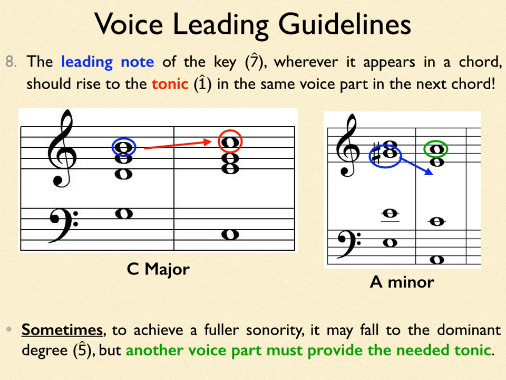So nearly all the time the leading note of the key, the 7th degree of the key, has to rise. And there may be occasions, just to achieve a fuller sounding chord on that A minor, that it may have to fall. Okay, so it's falling down to the 5th degree. But if that happens, then another voice part must provide that needed tonic that would otherwise be missing. So you can see that the soprano does that in this example. The soprano comes down and sounds that A.